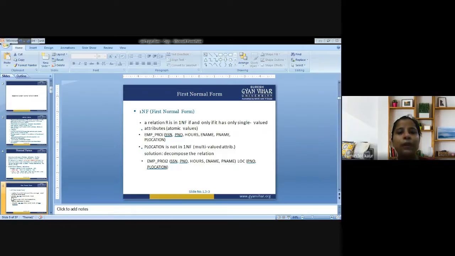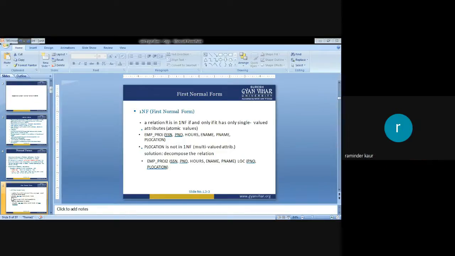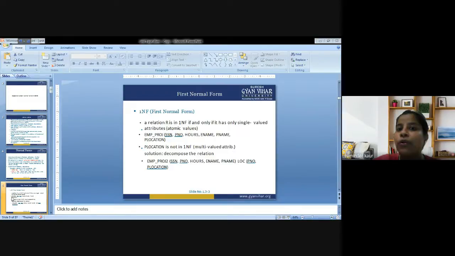For example, employee project, so social security number, phone number, that is underlined. Hours, e-name, that is employee name, p-name, project name, project location. That could be there. So social security number is an atomic value. P number is an atomic value, project number. Next, P location is not in 1NF because a multi-valued attribute is there.